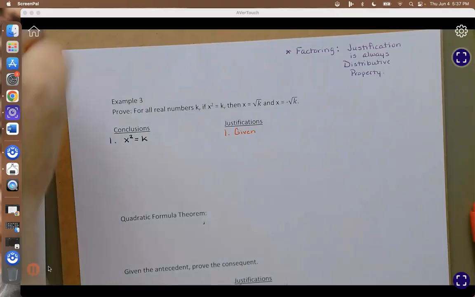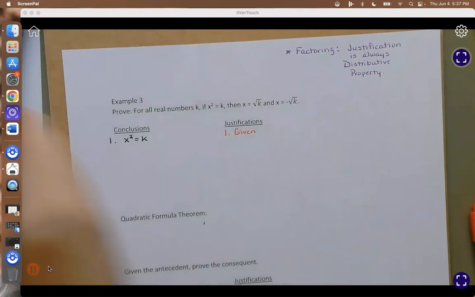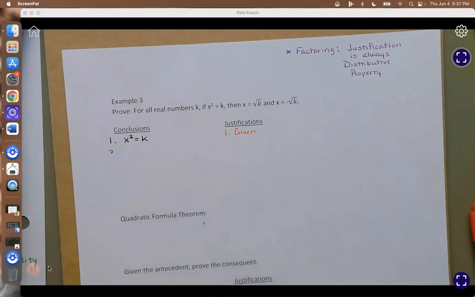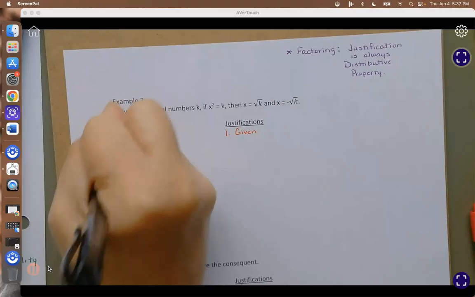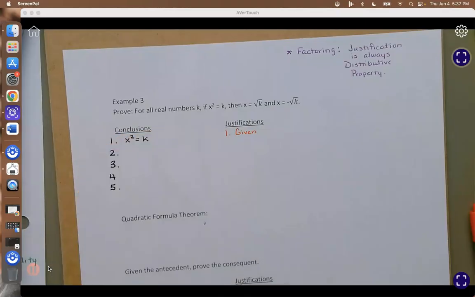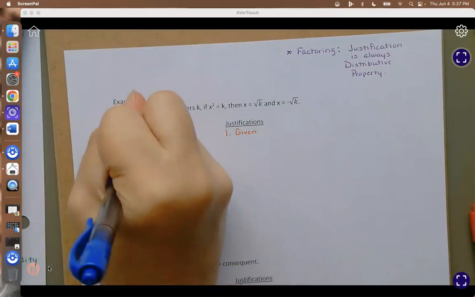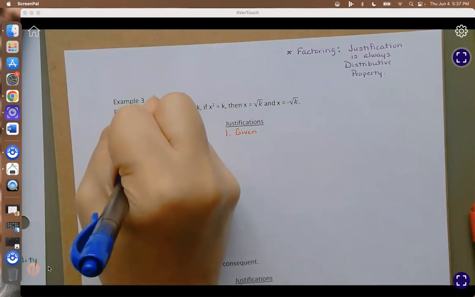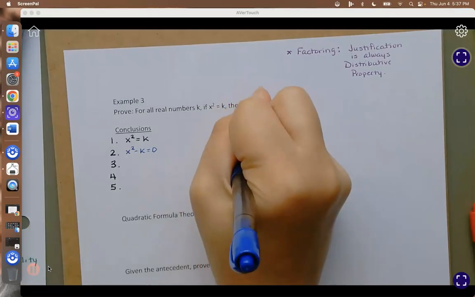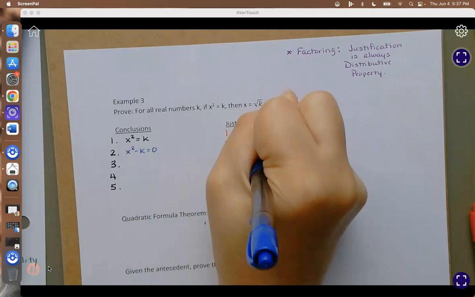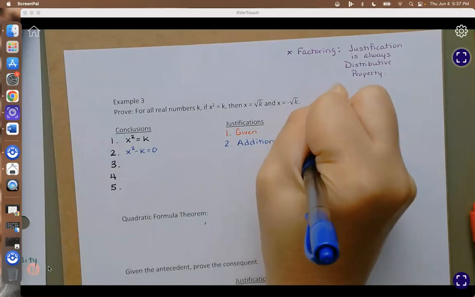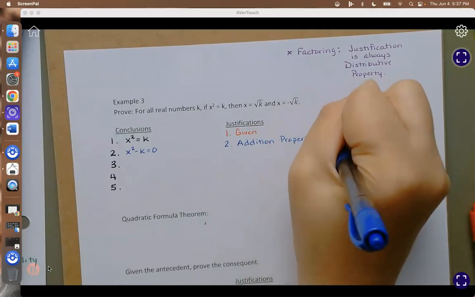Now, the next step we're going to do is we're going to get everything on one side. Oops. I want to make 2. This one's going to have 5. I just don't want to have to pick up my pen several times to write that down. All right, so next, get everything on one side. What do we call it when you move something over by subtraction? The addition property of equality.